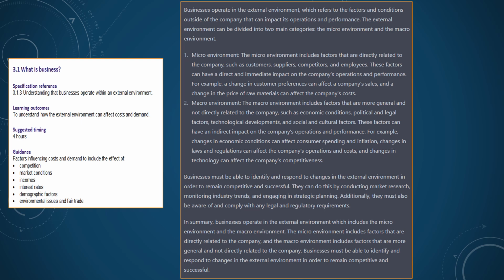So two things that slightly go over into economics as a subject, but have a read of both of those because they both make sense, and it's how businesses adapt to these external influences and environments. Suggested timing on this is 4 hours in the classroom, and there's some further guidance there on the left hand side, so do take a note of those as well.